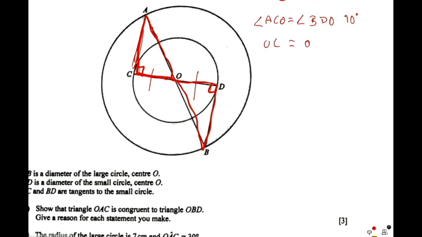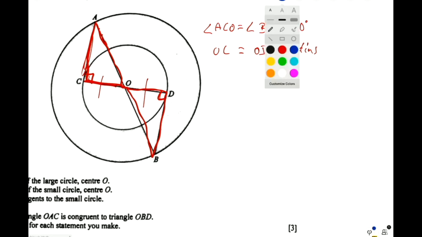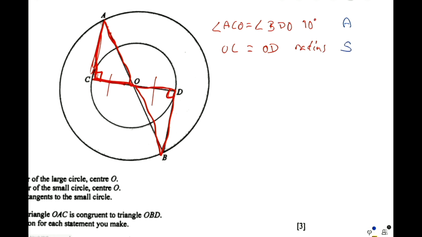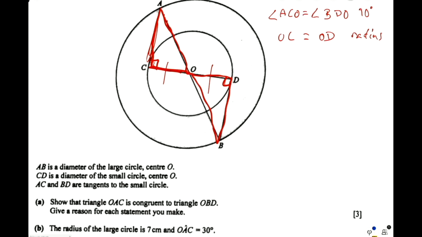OC equals OD because both are radius. Okay, so I got one angle. This is like A, and this is S. What else can I find? The radius again is equal to this because it's the radius of the circle. So AO is equal to BO.